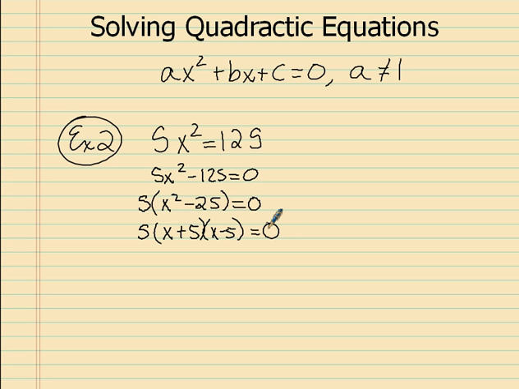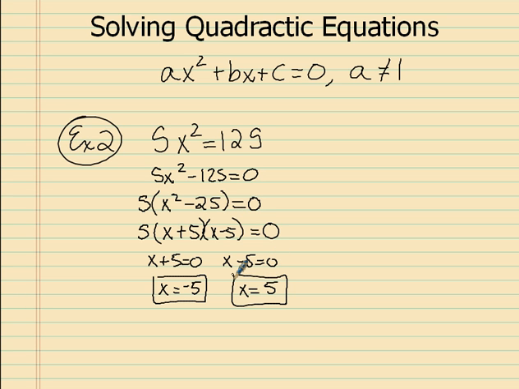Now, the 5 that's out in the front, we're just going to ignore that now, because we're just going to deal with each factor. X plus 5 equals 0. So when I solve that, I'll get x equals -5. And then when I set x minus 5 equal to 0, I get x equals +5. So those are my two zeros for this function.